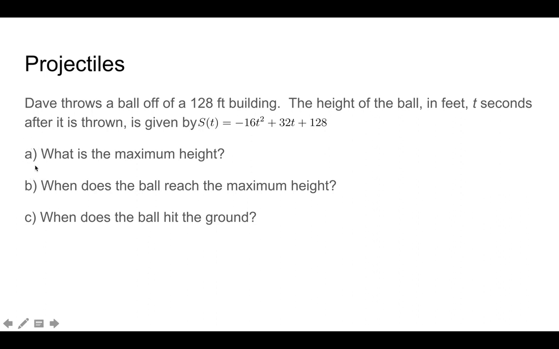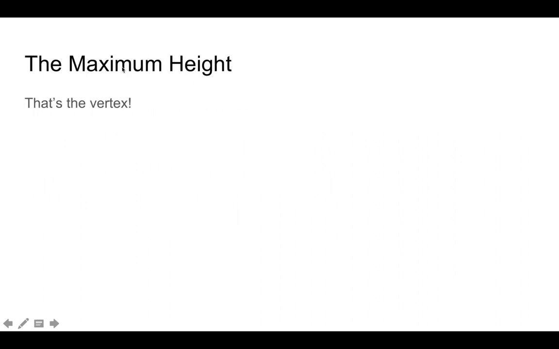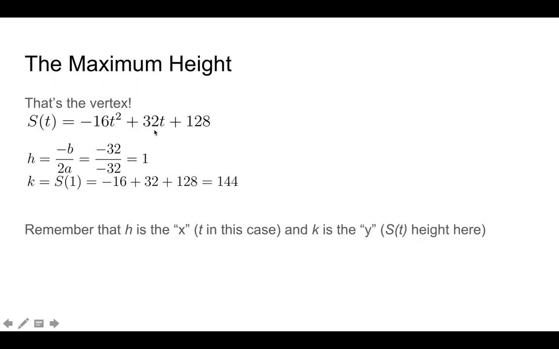These questions are usually worded like this. You've got to be on the lookout for that. Okay, so that maximum height, that's the vertex. Remember our formula for vertex. First we find h, the x, t in this case, coordinate: the opposite of b over twice a. Here b is positive 32, so the opposite of b is negative 32. A is negative 16, so twice that is negative 32. We get 1.